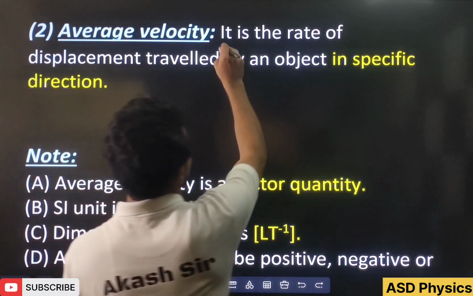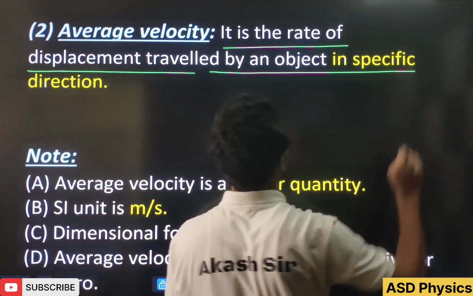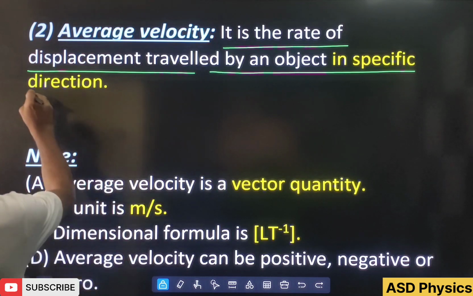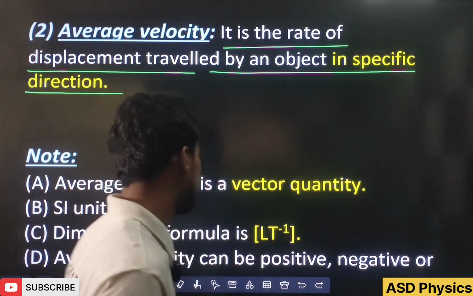Now we are going to see average velocity. Kindly see here. It is the rate of displacement traveled by an object in a specific direction. A specific direction means it is a vector quantity. That's why direction matters here.